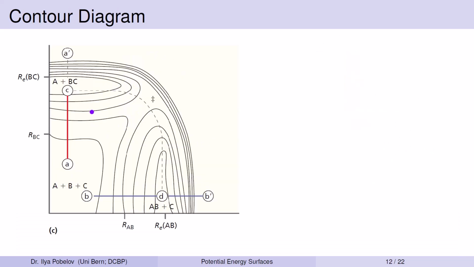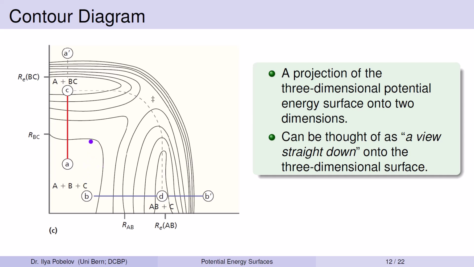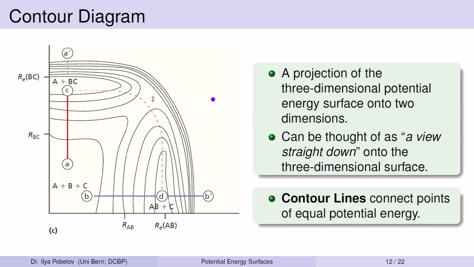This figure shows a two-dimensional contour diagram visualizing the potential energy surface. It represents a projection of the three-dimensional potential energy surface onto two dimensions. It can be thought of as a view straight down onto the three-dimensional surface presented in the previous figure. Contour lines connect points of equal potential energy, similar to constant height lines used in topographic maps.